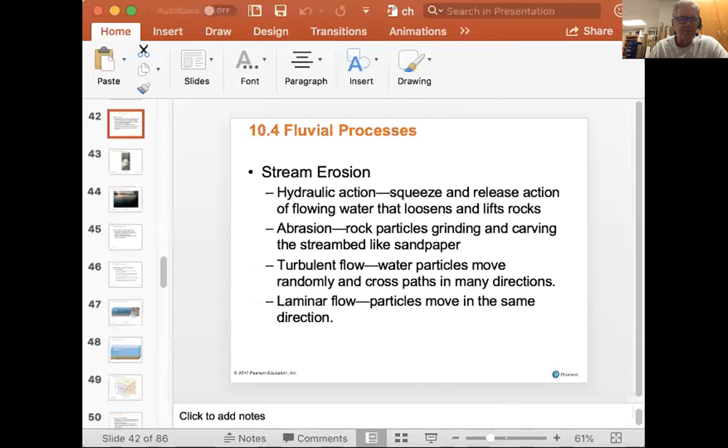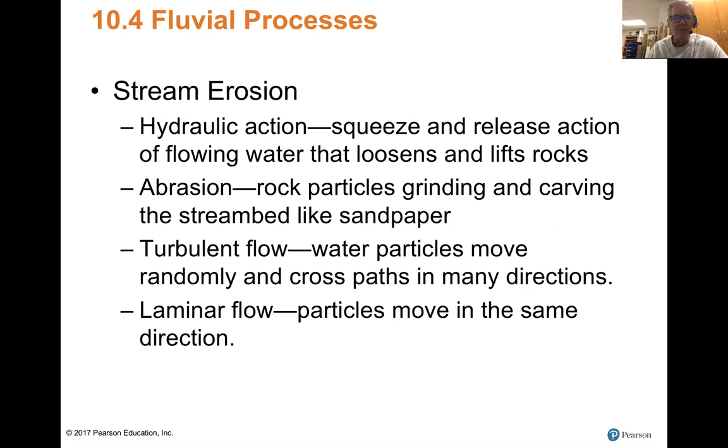Now, there's videos, or I should say animations, in the weekly module, so make sure you watch those because they're very informative and will help you understand what's going on. So stream erosion happens in a couple ways. One is through hydraulic action, where you squeeze together and then release water that loosens and lifts the rocks.